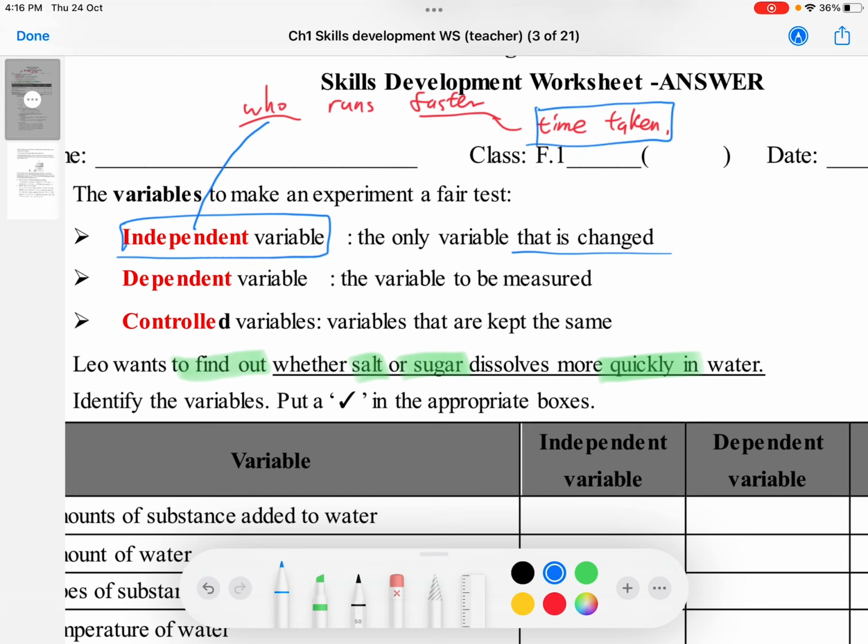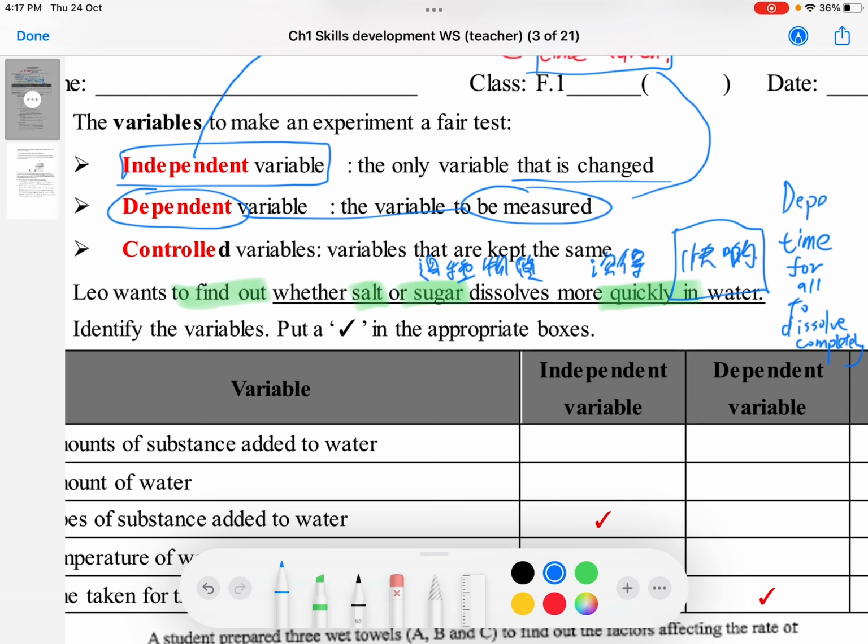So if you really get the whole idea, the 快啲 part, that is the faster or more quickly part, is related to your measurement, that is the time for all to dissolve, time to dissolve completely. 完全溶解需要嘅時間就係你量度嘅嘢，你要知道結果嘅嘢嚟嘅。And this is the dependent variable part. Dependent variable.